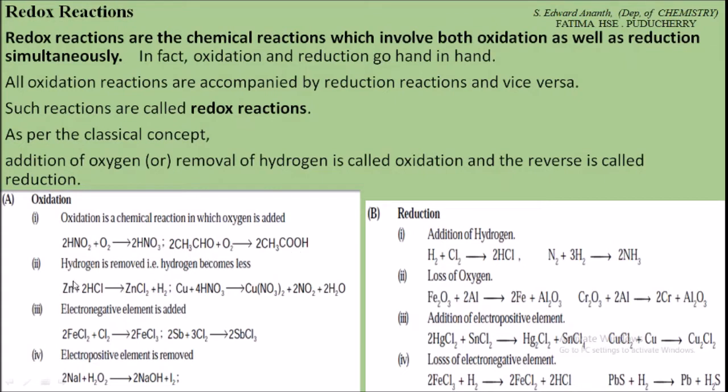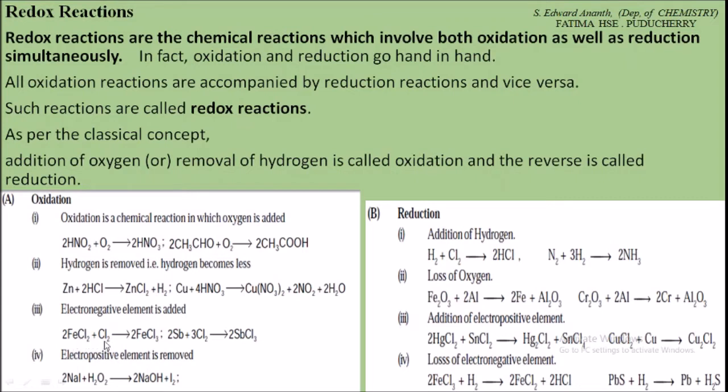Example பார்க்கணும். Removal of hydrogen க்கு பார்க்கலாம். When zinc is treated with HCl, hydrogen gas is given out. So, it is an example for oxidation reaction. Removal of hydrogen. Okay. And when we add electronegative element, then it is also termed as oxidation reaction.